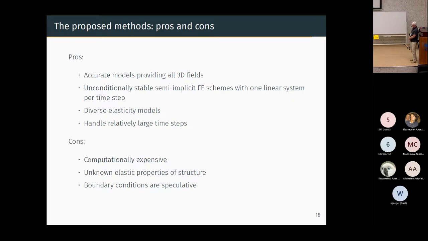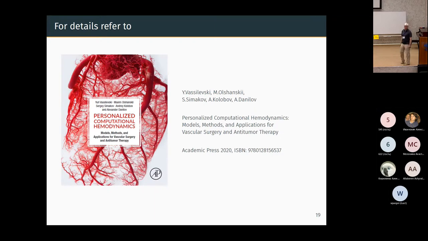Also, the problem of the structure is that you don't know exactly the model nonlinearity of your structure. And again, the boundary conditions on your 3D domain are always speculative. You have to think how to map them to physiology. That's it. Thank you very much. And the details are here in this book. Thank you.